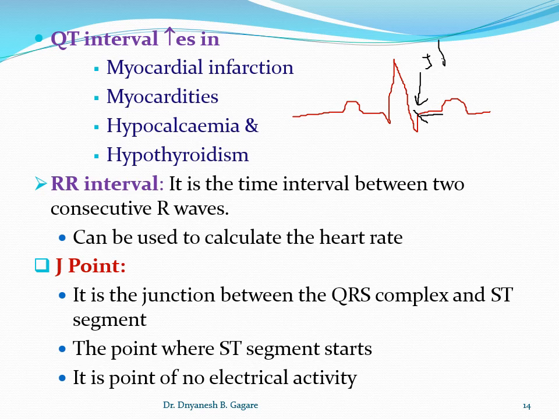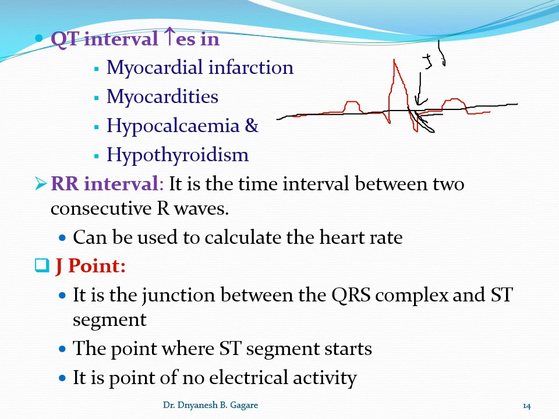Okay. The ST segment, we just discussed. Also it is the point where the ST segment starts. So this is our J point. And in some clinical conditions it is very important, because normally the isoelectric line is a straight line, but in some clinical conditions this J point shifts up or down.